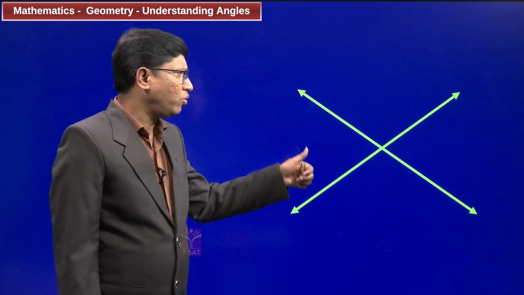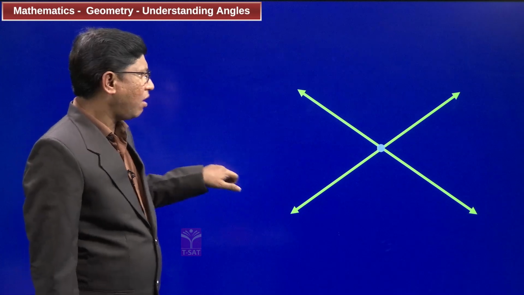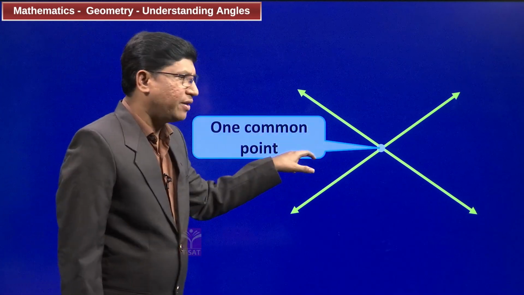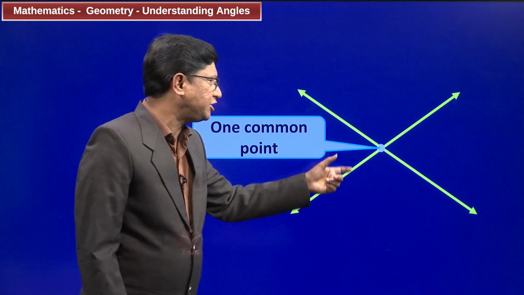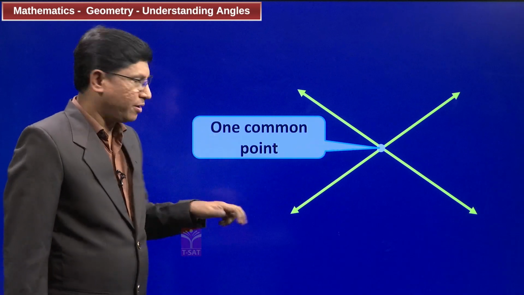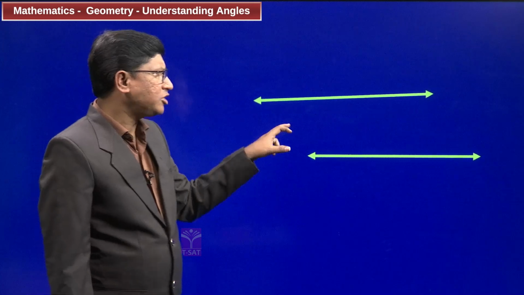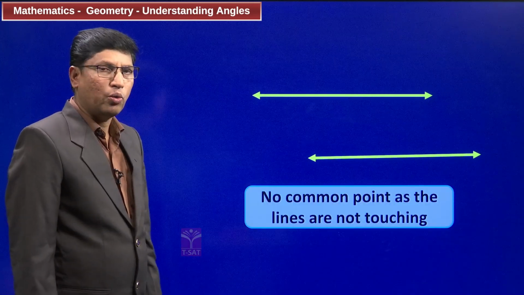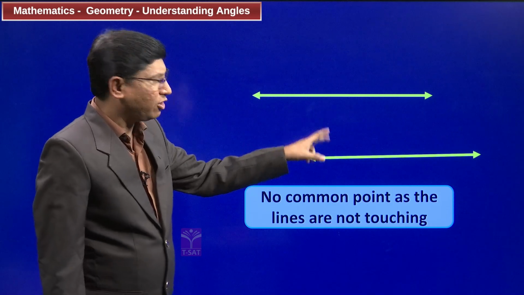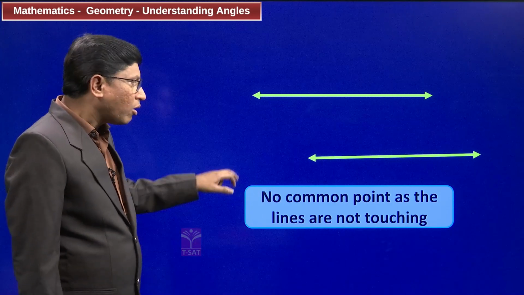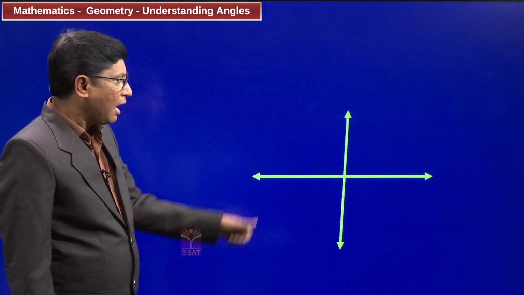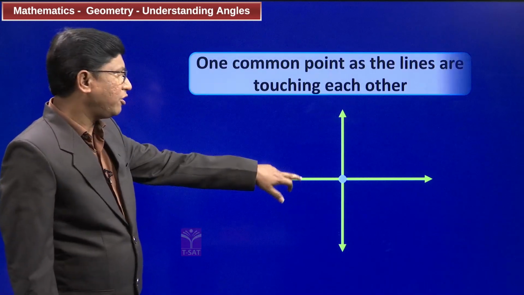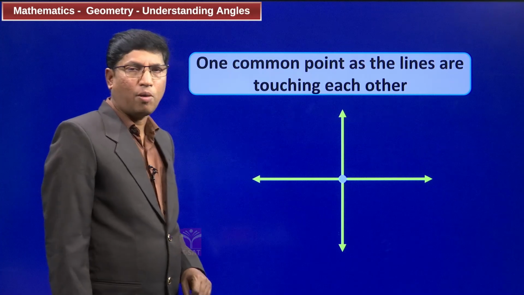So let us take 2 lines which are intersecting or which have a common point here, you can see. Okay. So whenever these 2 lines intersect or touch each other, we get one common point. Now if the same lines are placed this way, do you find any common point here? No, because these 2 lines are not touching at all. So you don't find any common point here. Got it? And even if the lines intersect this way also, how many common points are you going to get? Absolutely right, you are going to get only one common point.